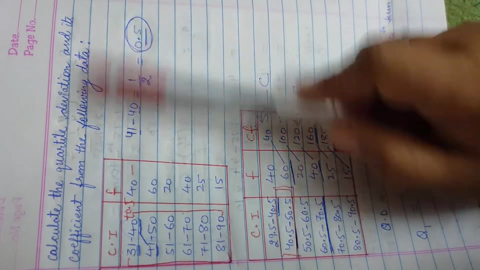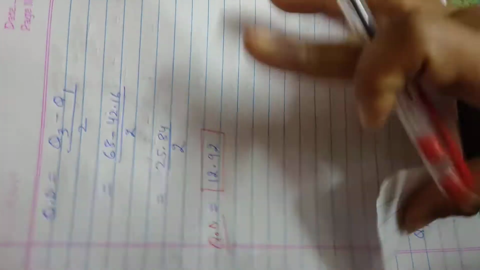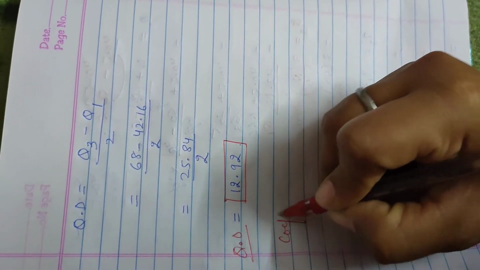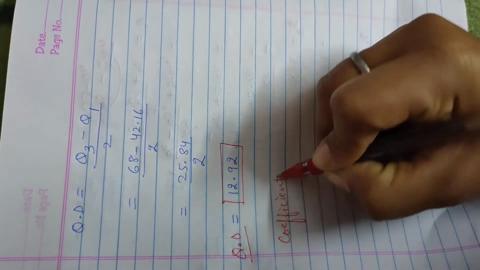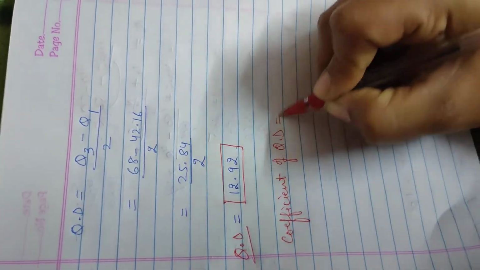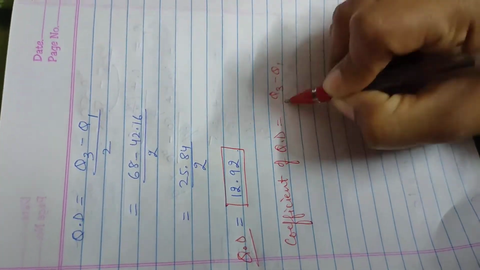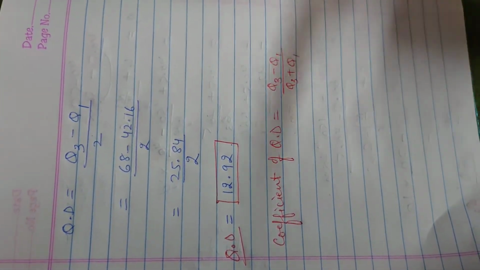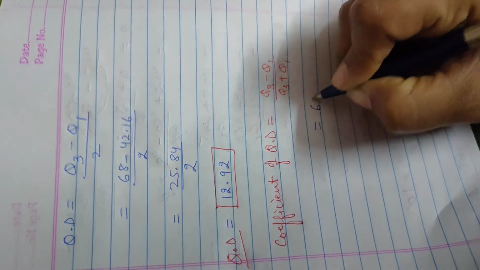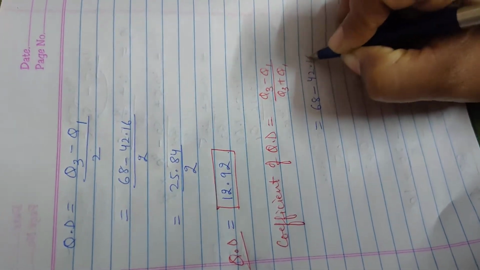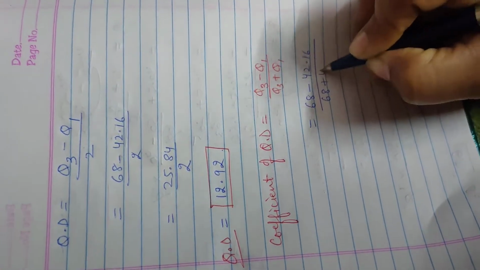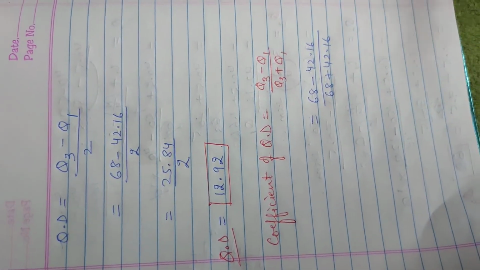So this was the question. Calculate the quartile deviation and its coefficient from the following data. So we need to solve coefficient of quartile deviation also, Q3 minus Q1 over Q3 plus Q1. Q3 is 68 minus 42.16 over 68 plus 42.16.